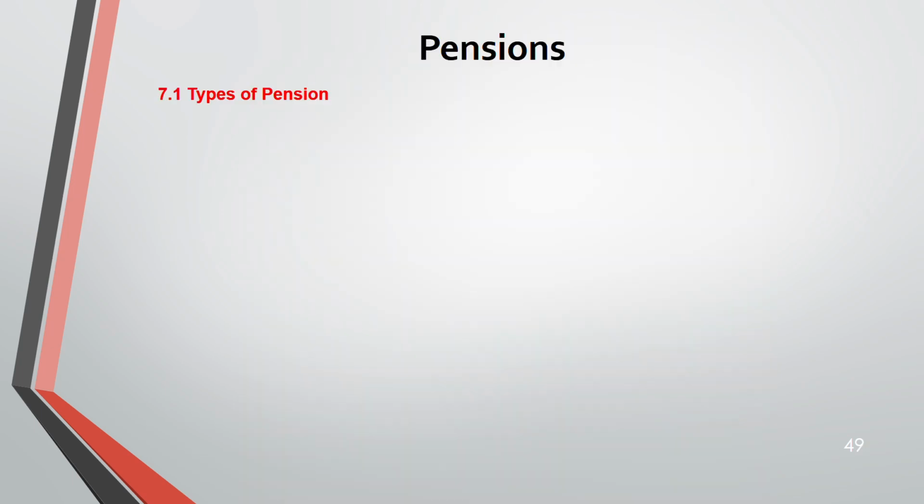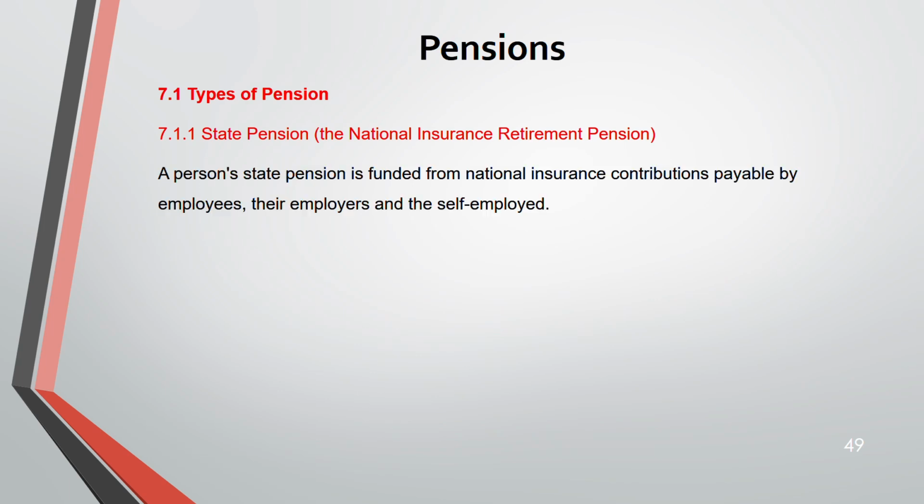Now moving on to pension. As you can see, there are different types of pension. One is known as the state pension or National Insurance retirement pension. Here a person's state pension is funded from National Insurance contributions. Remember the NIC that you pay? Every individual in the UK has to pay National Insurance to HMRC. Using that NIC that you pay, they are going to give you a pension, which is known as the state pension.